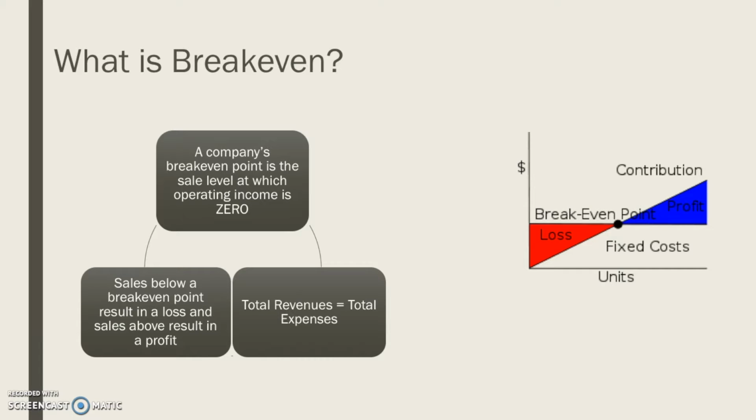So what is break even? It's pretty much a point at which the sales level of operating income is zero. So your sales have to be above a break-even point in order to make a profit. If they're below, it results in a loss. And again, your total revenues equal your total expenses.